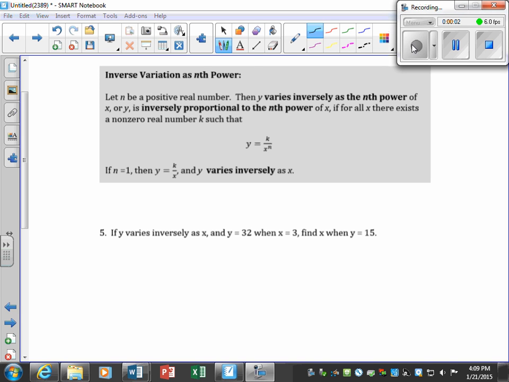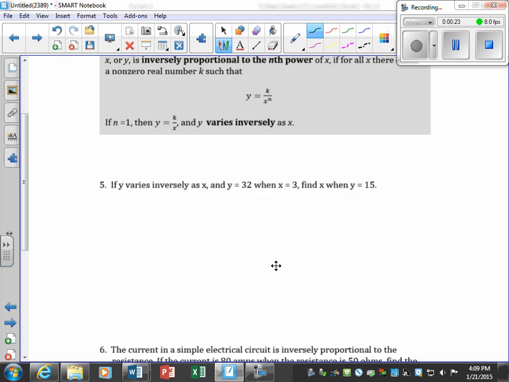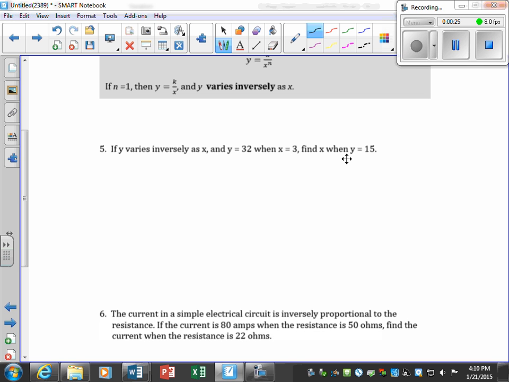Alright, so now we have inverse variation, and in this case we just did an nth power. If it was just a regular variation, the only difference is y over kx, like this. And that just means varies inversely. So directly we had straight across, y equals kx, and now we talk about inversely. Inversely just means that we're going to have y equals k, and the x is on the bottom.